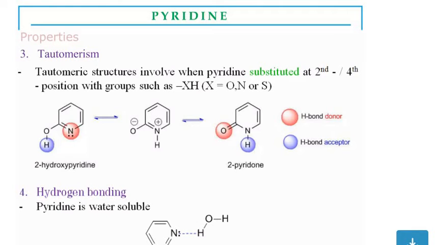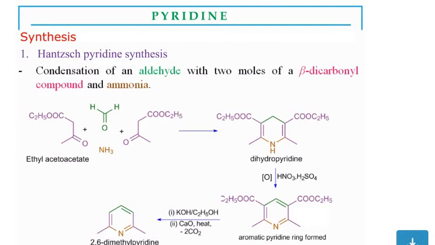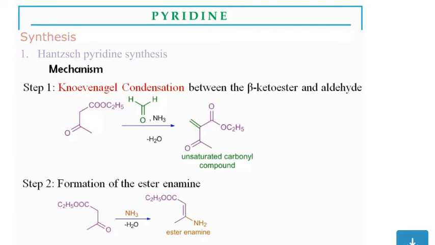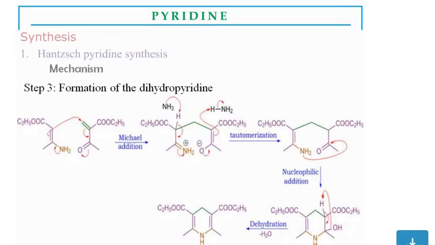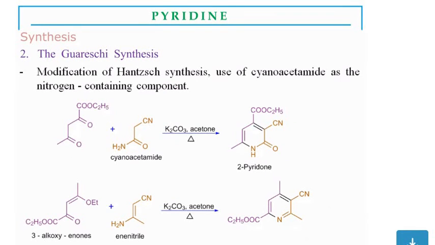Now, tautomerism. Tautomeric structures are involved when pyridine is substituted at the second and fourth position with groups such as XH. You can see the hydrogen bond donor, hydrogen bond acceptor, and hydrogen bonding. Hence, pyridine synthesis, you can see the steps. This is the mechanism. Hantzsch pyridine mechanism.